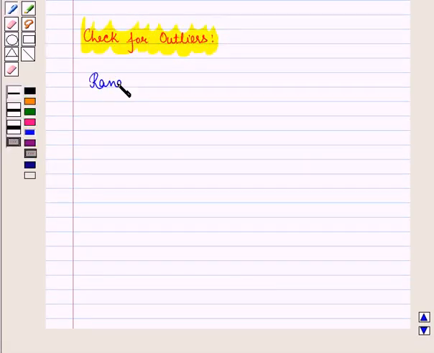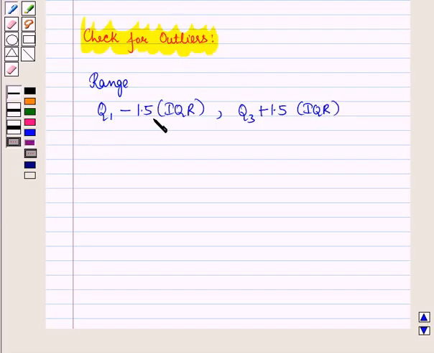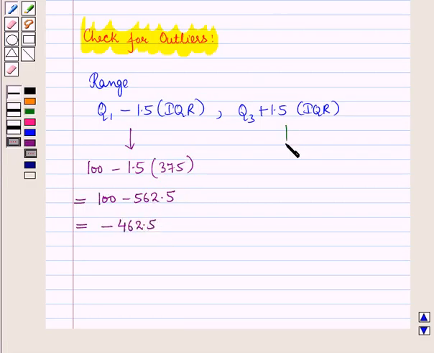For this, we see the range Q1 minus 1.5 into the interquartile range, and Q3 plus 1.5 into the interquartile range. First of all, let us find Q1 minus 1.5 into the interquartile range. Now we know that the lower quartile Q1 is 100, minus 1.5 into the interquartile range 375, and this is equal to 100 minus 562.5, which is equal to minus 462.5.